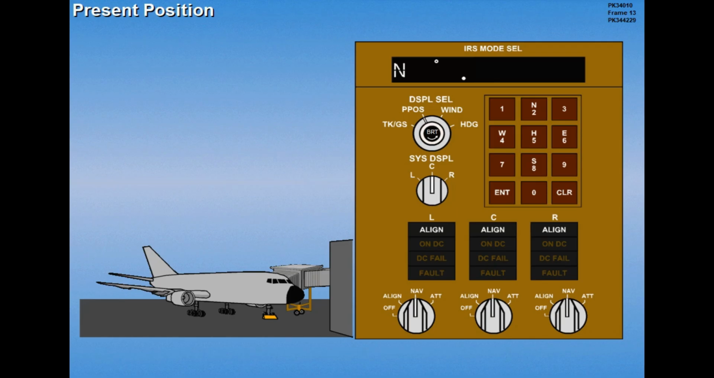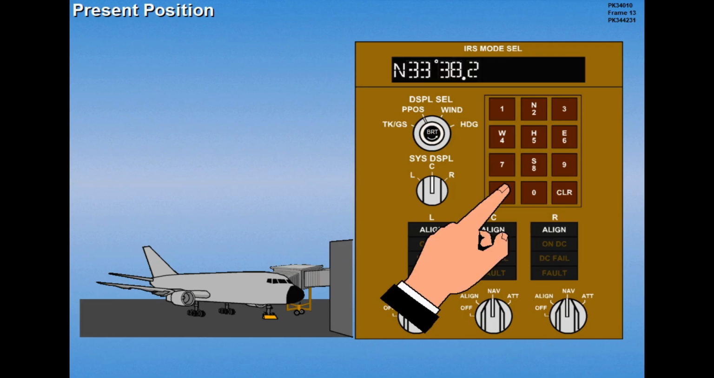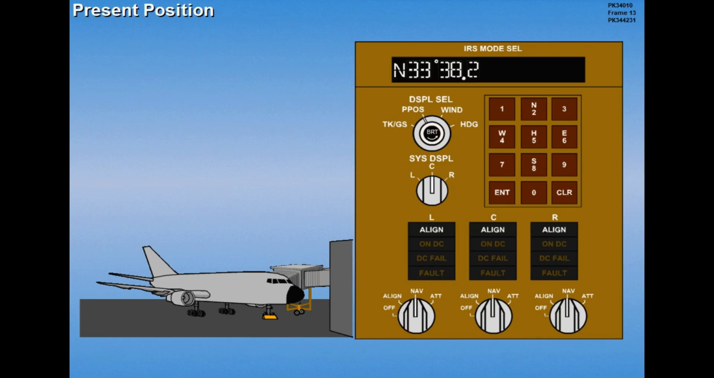The latitude numbers are then entered and will appear in the left display window. If an error is made while entering the coordinates, the clear key can be pressed and will delete the entire display. Pressing the Enter key will enter the latitude into the IRS.